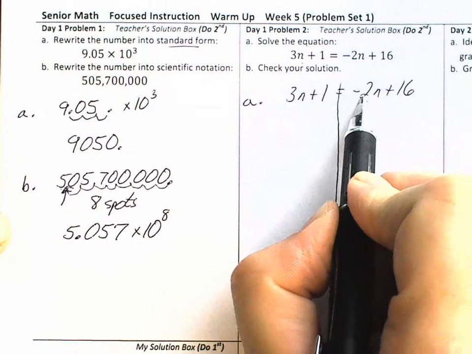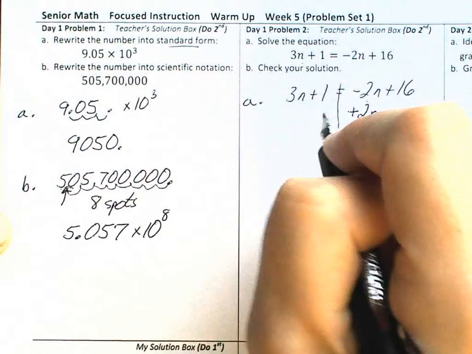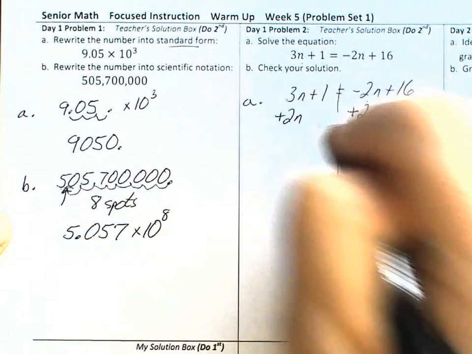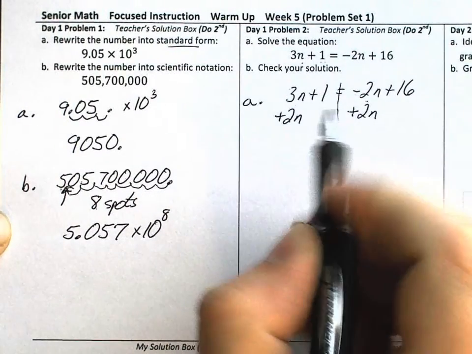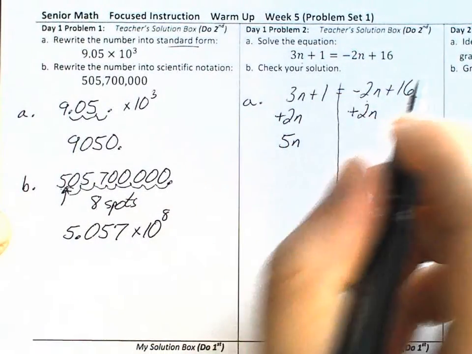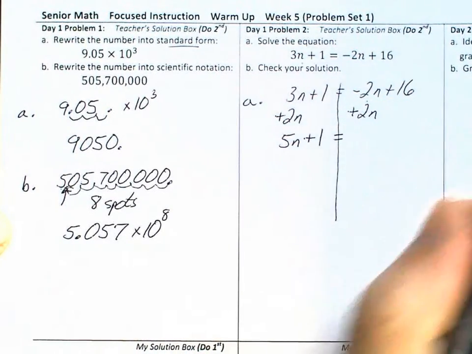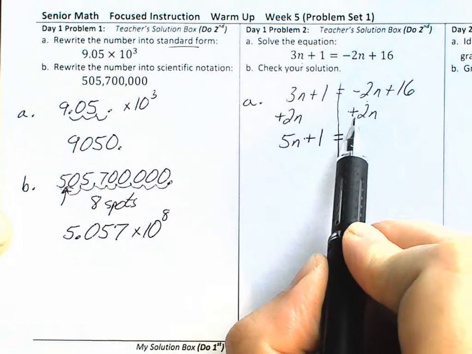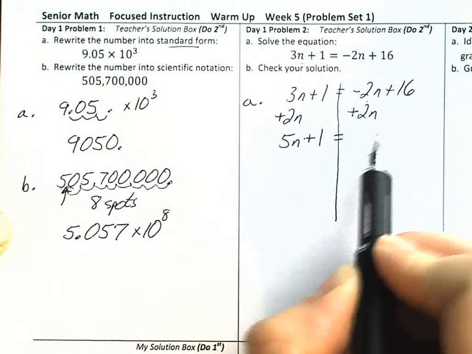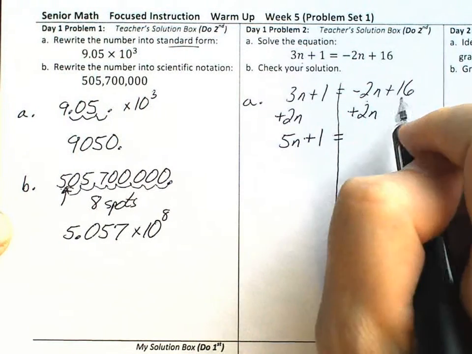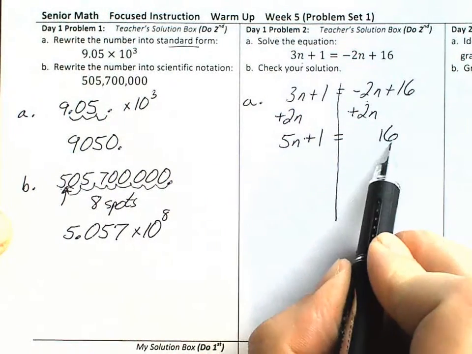The opposite of negative 2n is to say plus 2n. And to maintain balance, plus 2n on the left side of the equation as well. 3n plus 2n is 5n. The plus 1 can be brought down next to the 5n. Negative 2n plus 2n makes 0n, so there's a 0 here. And then the positive 16 can be brought straight down. Here is our new equation.